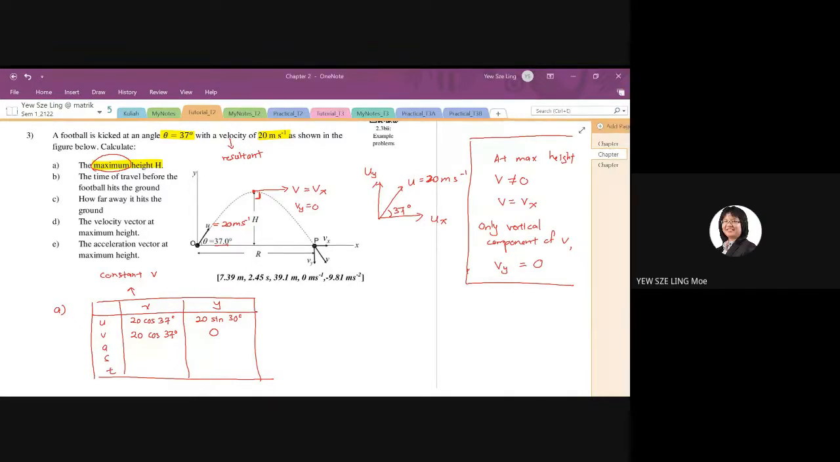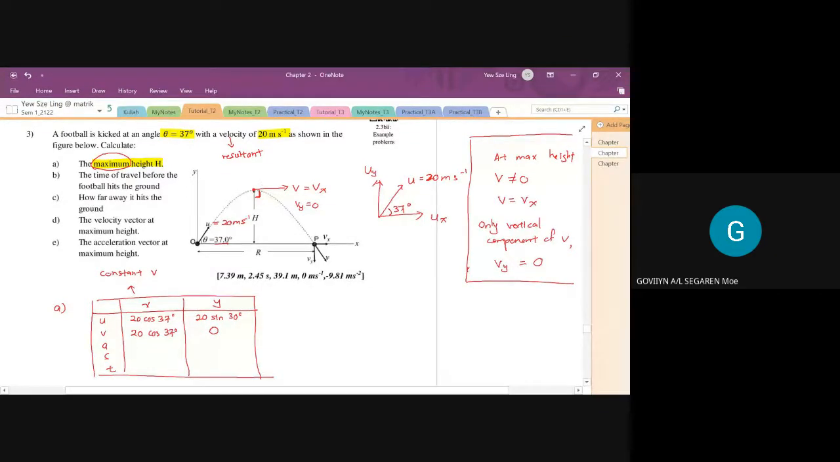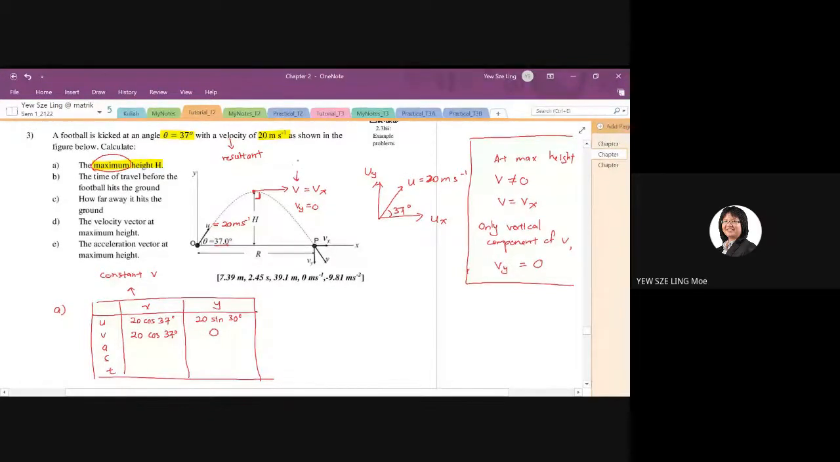Can you repeat your question again? Okay, I don't understand why V equals Vx at maximum height. Are you talking about a horizontal component or what? No, I'm talking about the resultant. This V refers to the resultant.